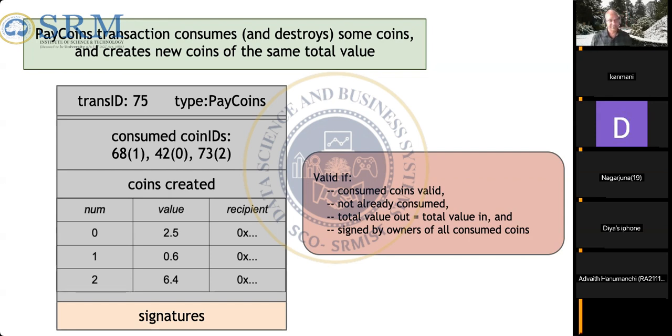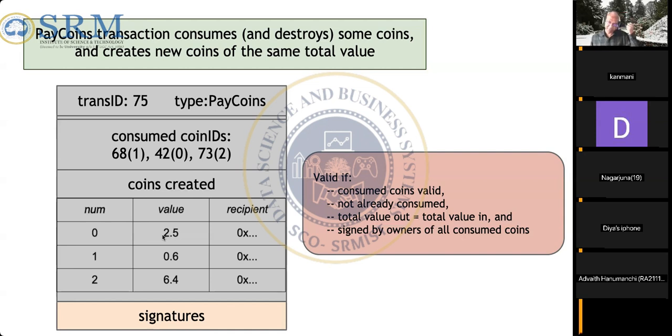Then we have a series of new coins which we create, numbered 0, 1, 2, with values of 2.5, 0.6, and 6.4. We have a rule saying that the total value of the consumed coins, for example 68.1, 42.0, and 73.2, should match the total value of the coins which we create.